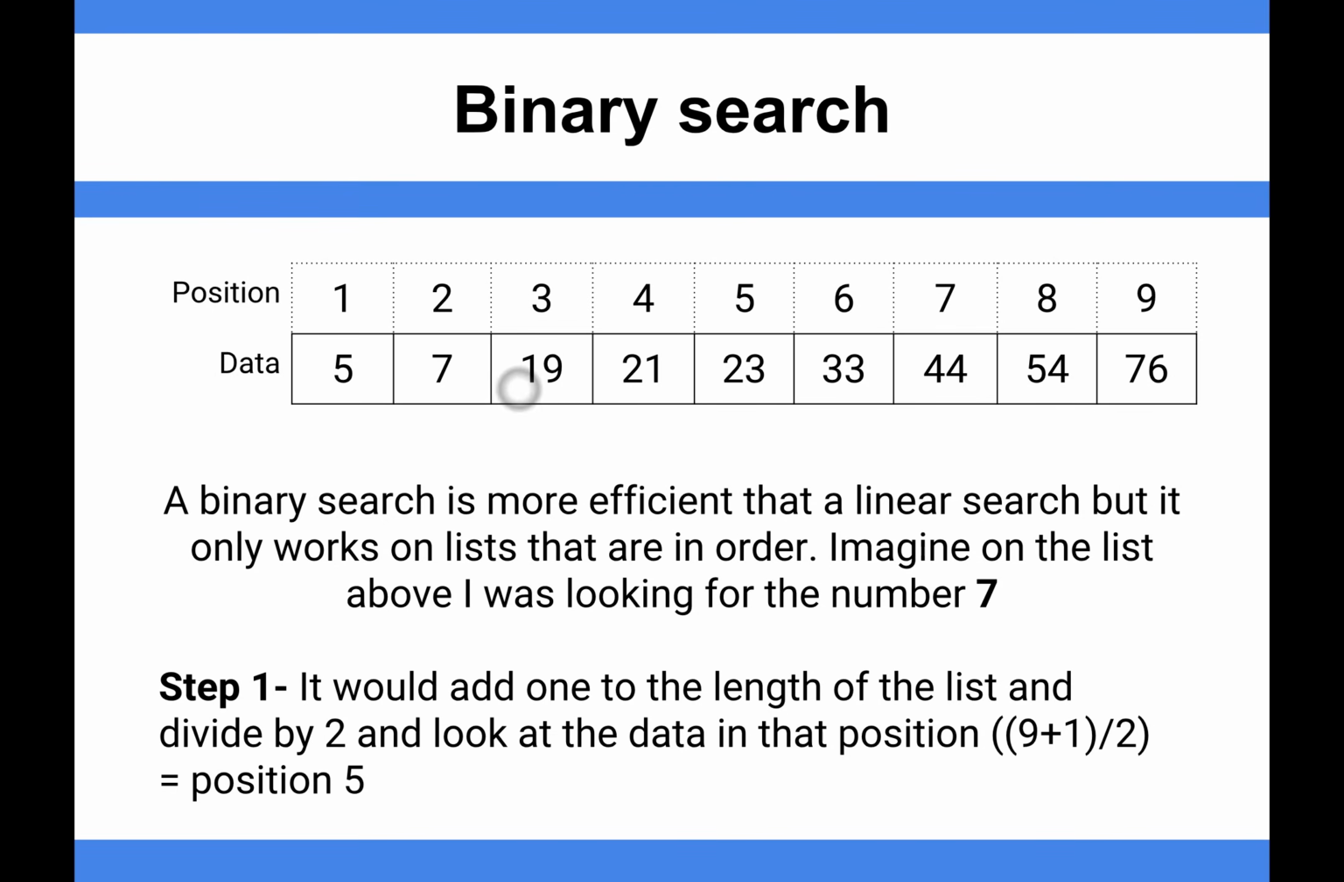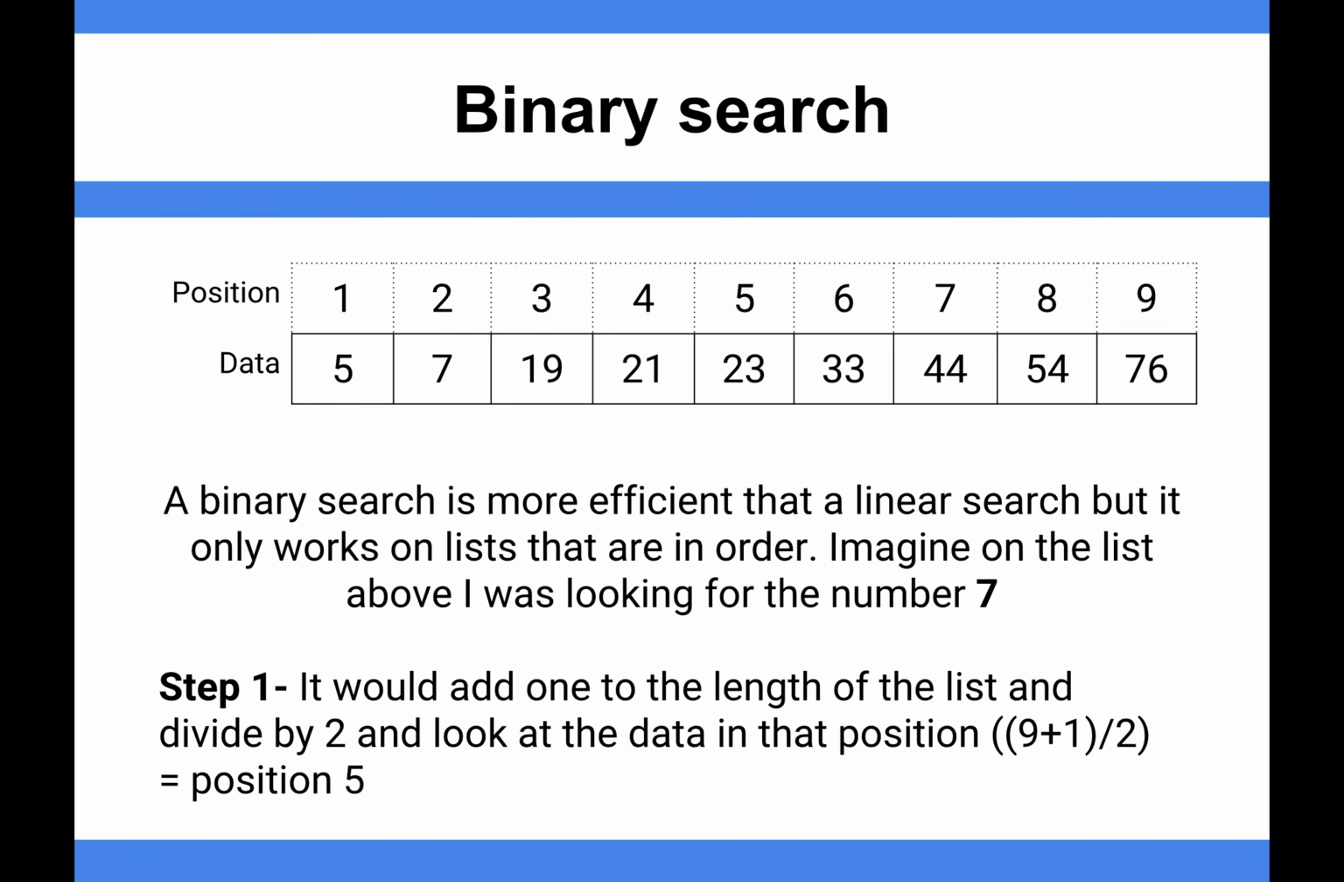Now, if you've got data in order, there are lots of different algorithms that will work in different ways to look through that list. That's more logical than just starting at the beginning and working through one at a time. Because if you know the data is in order, there are better ways of searching this data that will run much quicker. Okay, so the first step is it would add 1 to the length of the list and divide it by 2 to find out the position it's going to compare with.